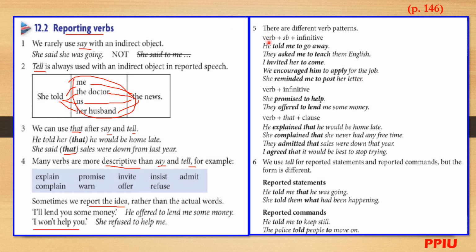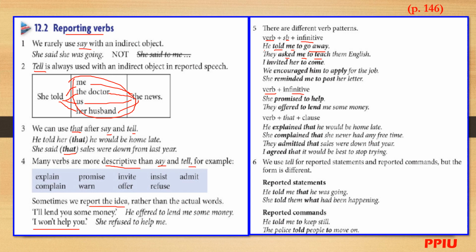subject plus verb plus somebody plus to infinitive in here. The other part is just about verb and infinitive: she promised to have, they offered to lend me some money.